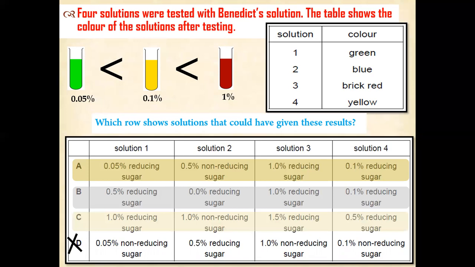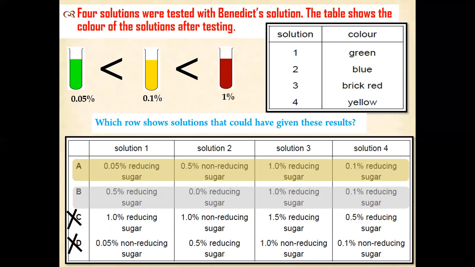We're going to move to C. And in C, it is saying solution number 1 is 1% reducing sugar. That's fine, it's giving green. Now the solution number 3 is 1.5% reducing sugar. So what is our idea? The solution number 4, which is yellow, should be in between the green and the red. But when we see that this concentration is not coming in between green and red, that's why that is a wrong answer. We're going to move to the next option, B.